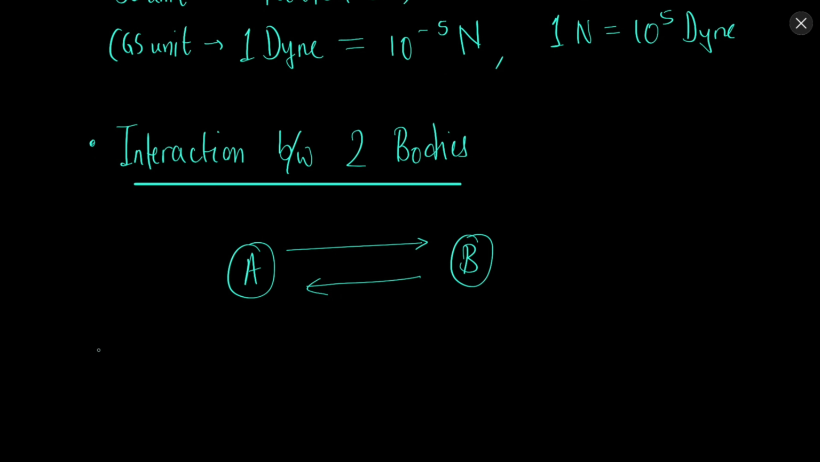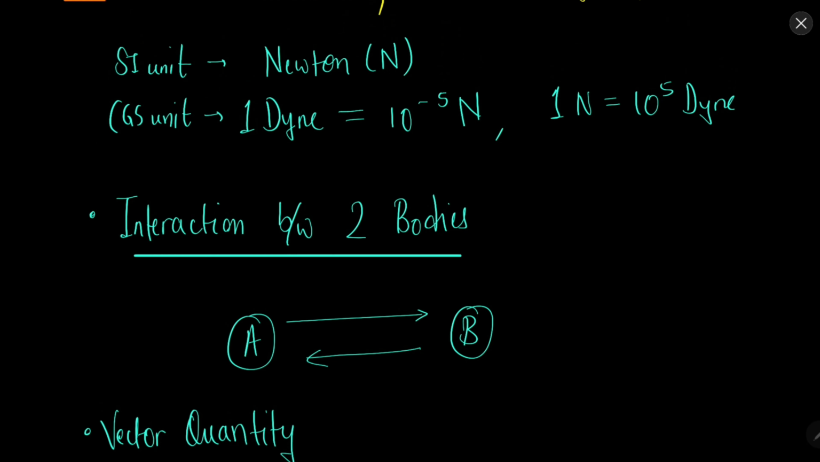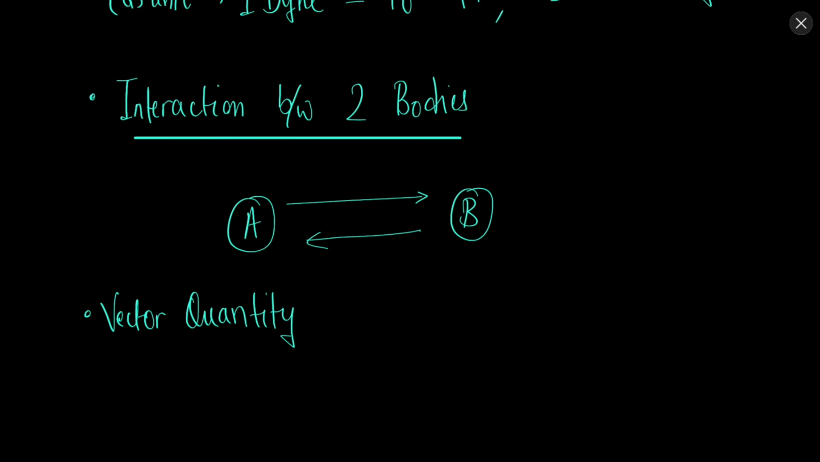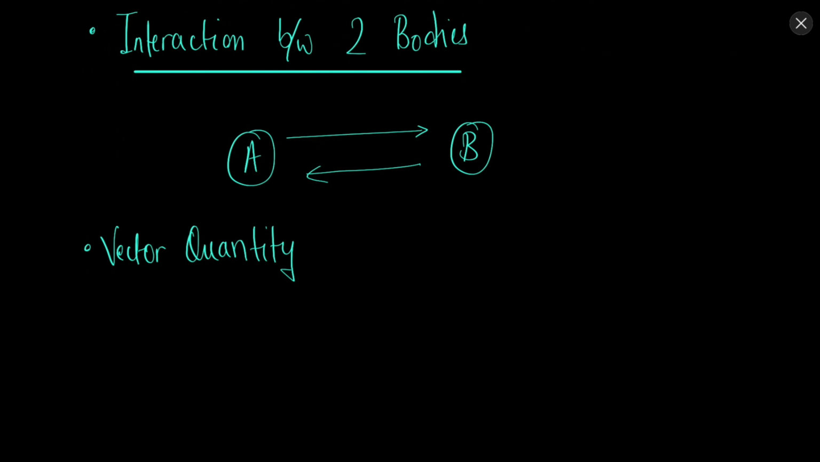So force is an interaction between two bodies. It is also a vector quantity, because magnitude and direction both are important in this case. So force is a push or a pull, the SI unit is Newton, it is the interaction between two bodies, and it is a vector quantity. That is, we have magnitude as well as direction.